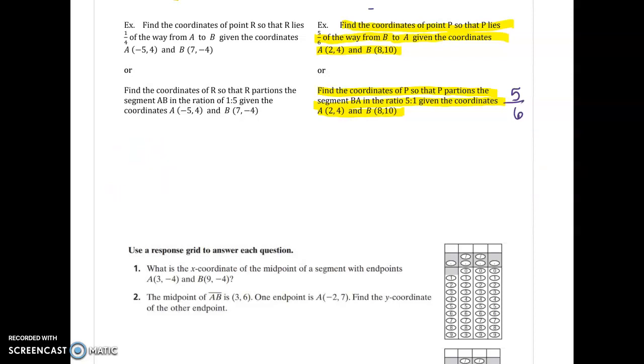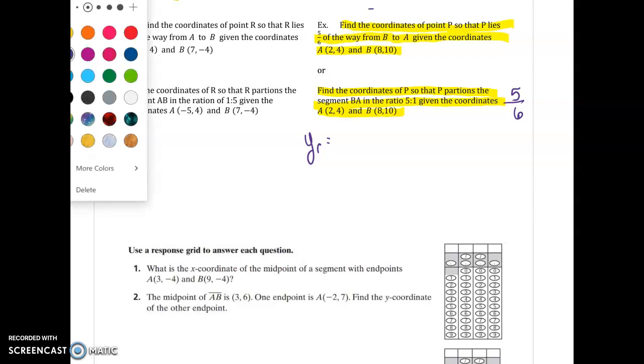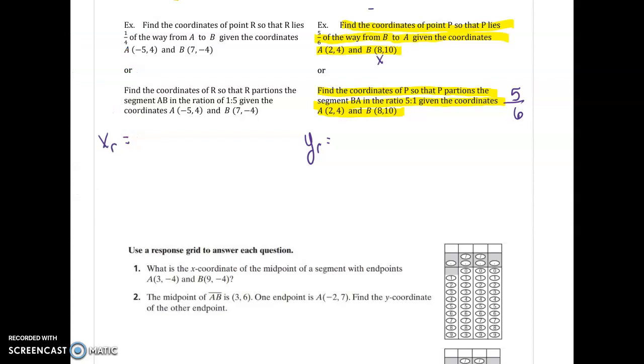All right, so either way you do this, you'll have to do this once for the x-coordinate. You'll have to do this once for the y-coordinate. And let's figure out where we start. So since it says from B to A, or segment BA, that means B will be our x1, y1, and A will be our x2, y2. So either way you want to look at it.